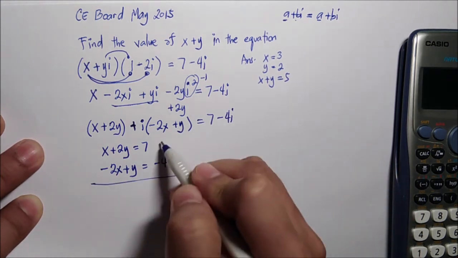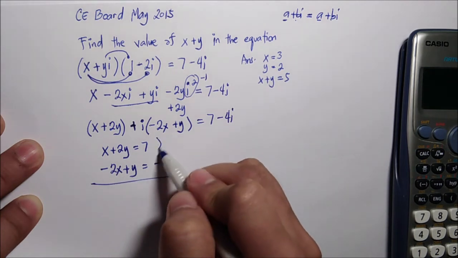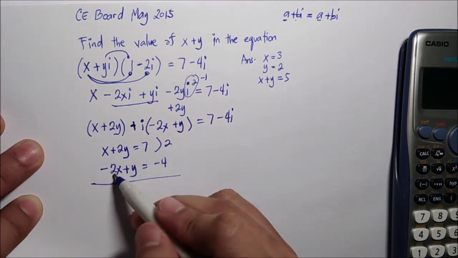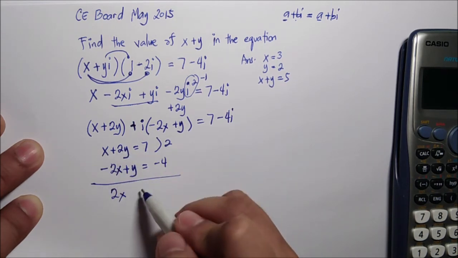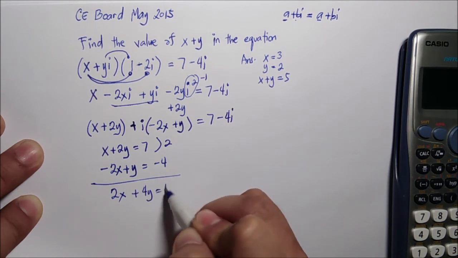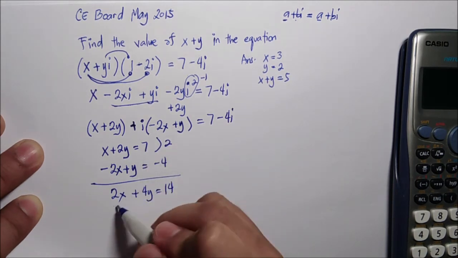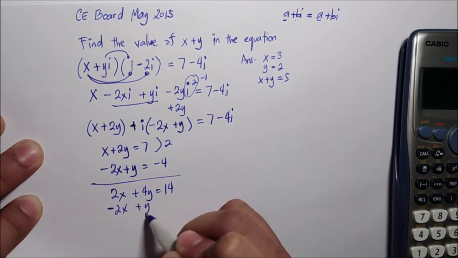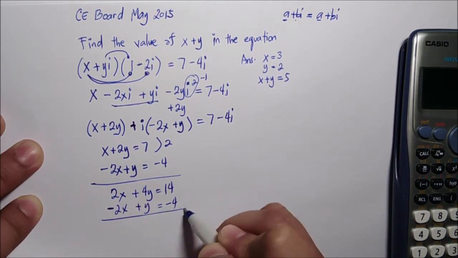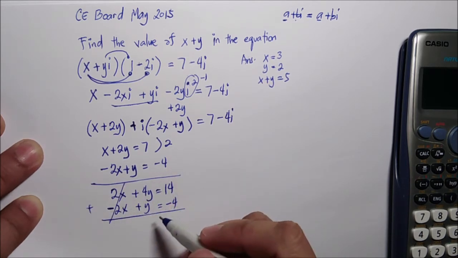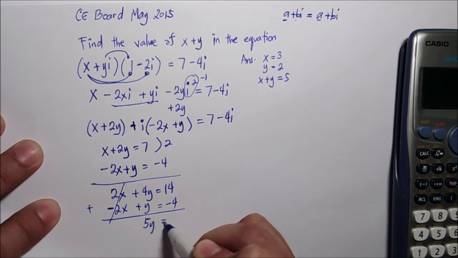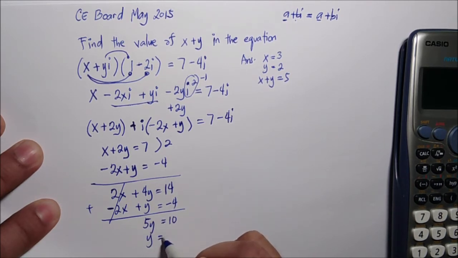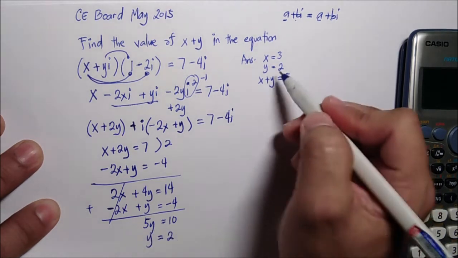We can multiply the first equation by positive 2 to make it 2x. 2 times x is 2x, 2 times 2y is plus 4y, equal to 14. The second equation is negative 2x plus y equals negative 4. If you add, the x terms cancel out, and 4 plus 1 is 5y, which is equal to 10. The value of y is 10 divided by 5, that is equal to 2. The answer is y is equal to 2.